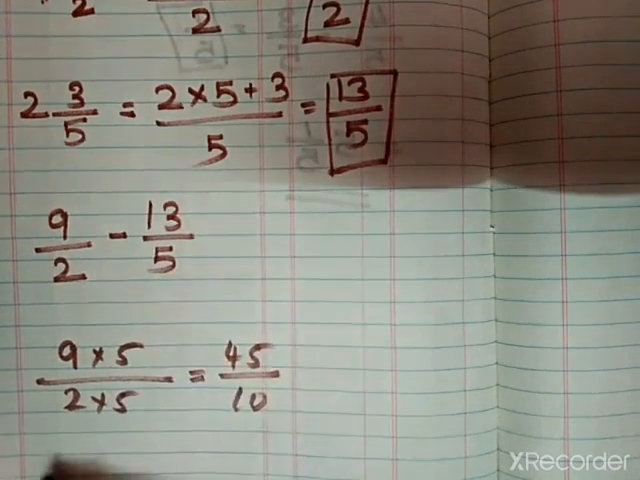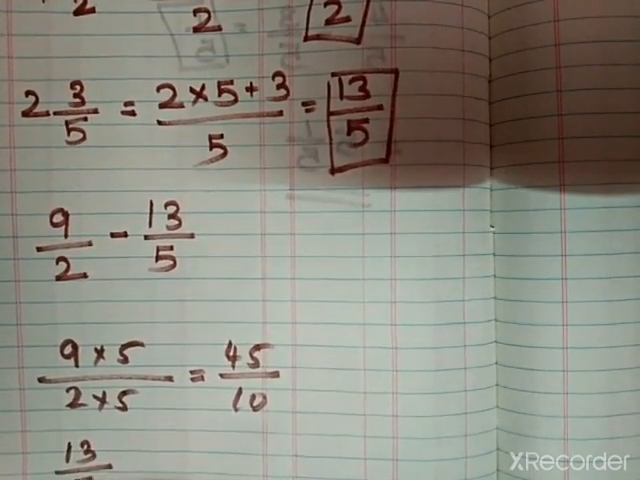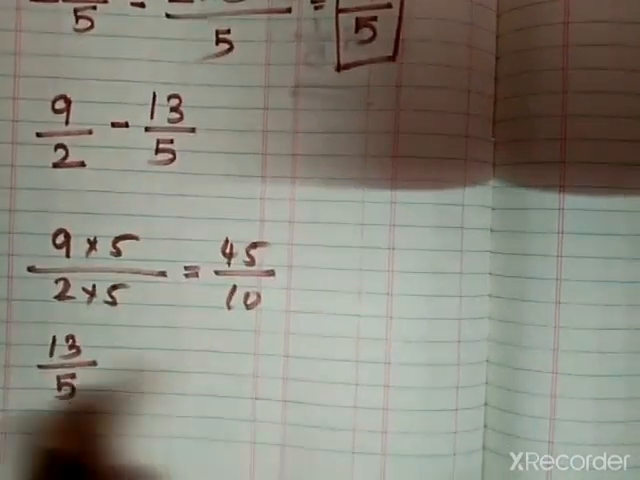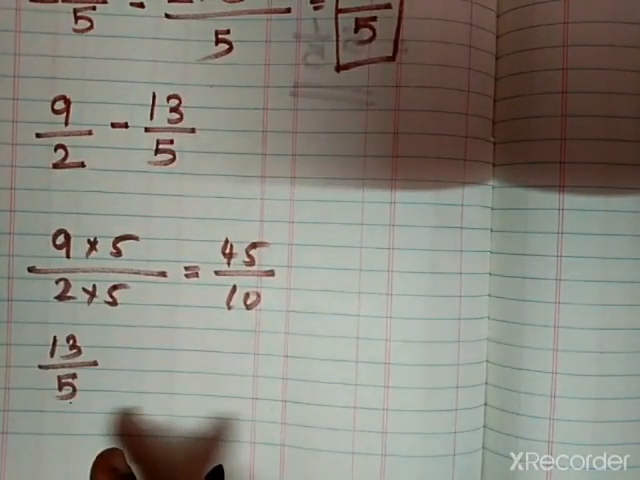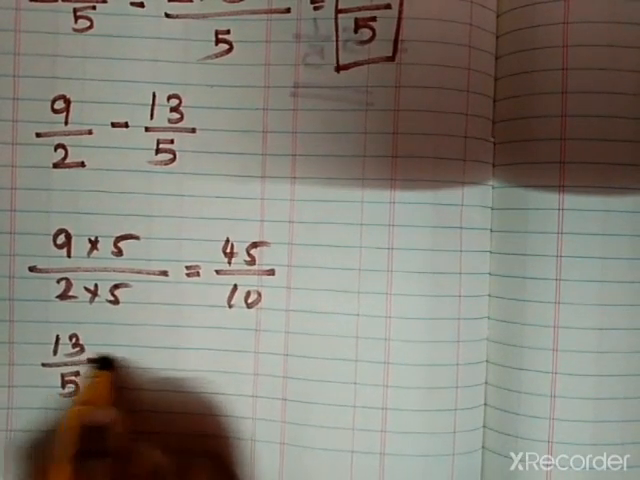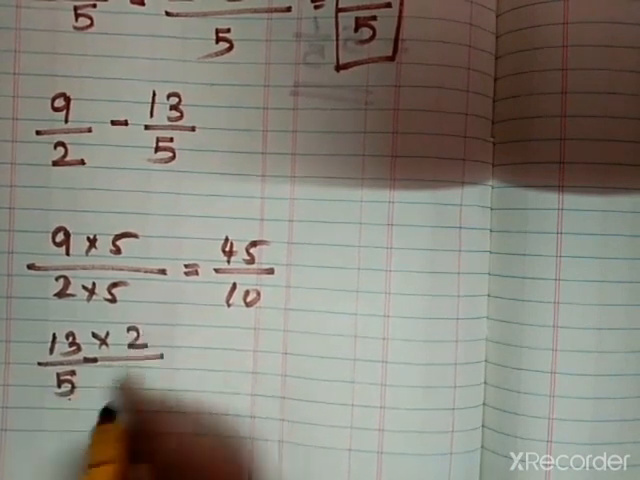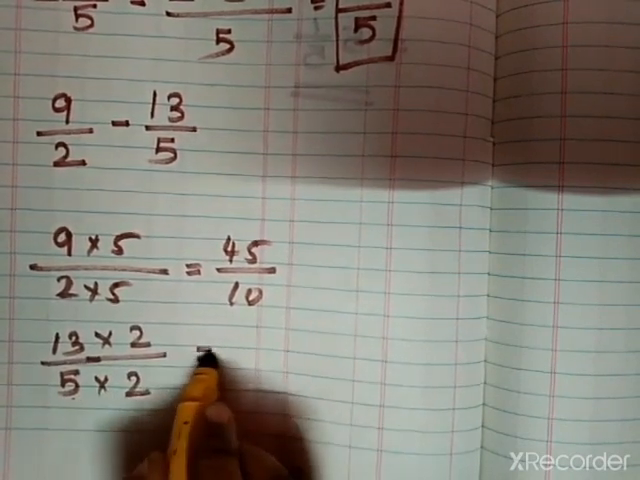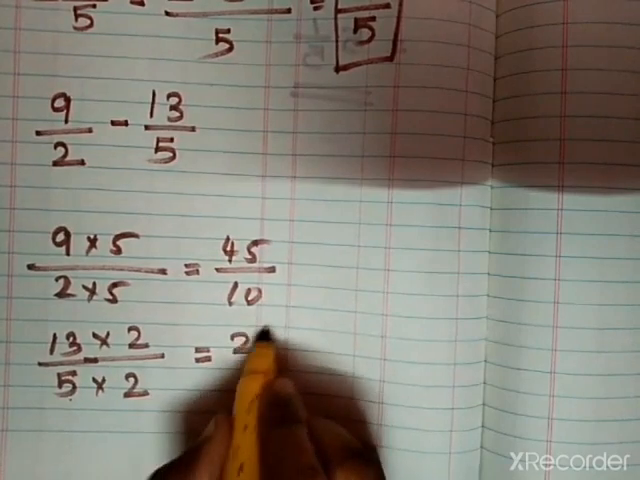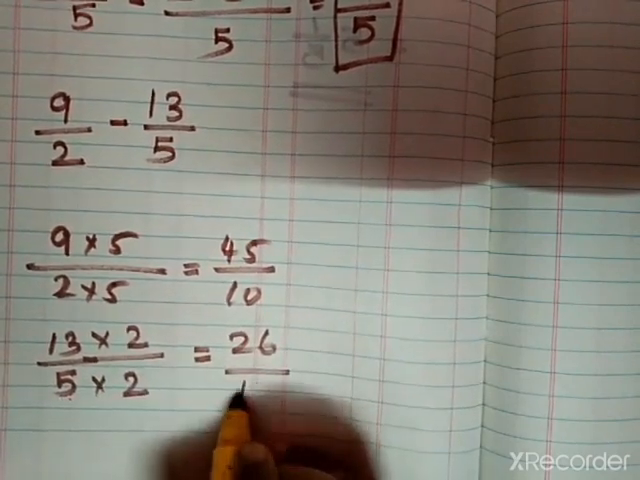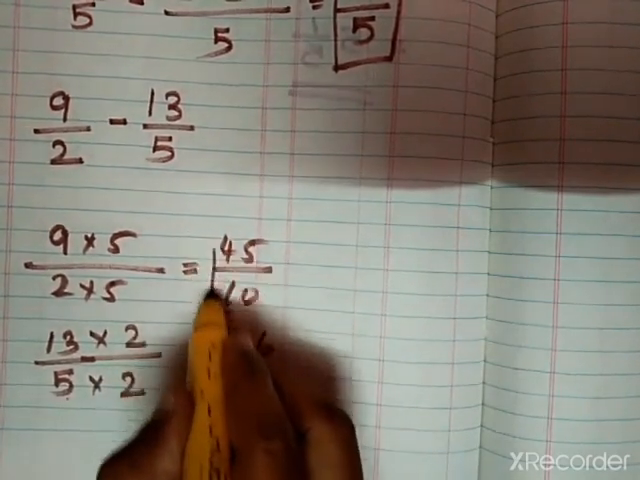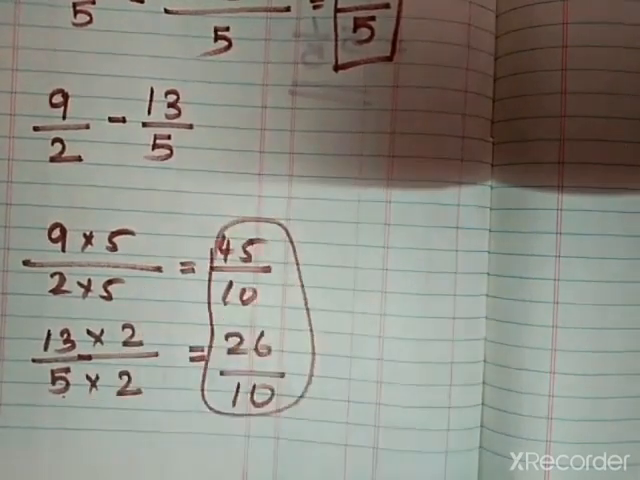And 2 into 5. That will give you 45 by 10 as the fraction. Then change the second fraction, 13 by 5. 5 I need to change into 10. So by what number should I multiply? Yes, I should multiply by 2. So 13 into 2 and 5 into 2. What do you get? 13 into 2 is 26 by 5 into 2 is 10. Now we got the equivalent fractions.